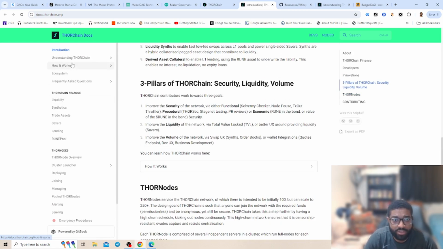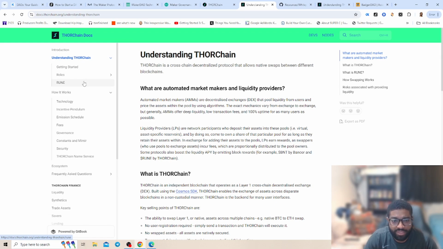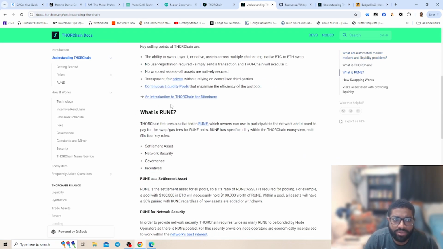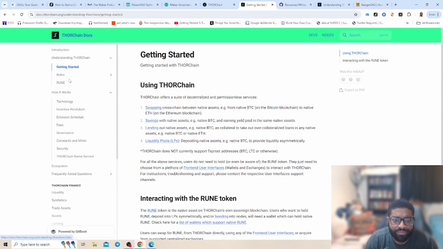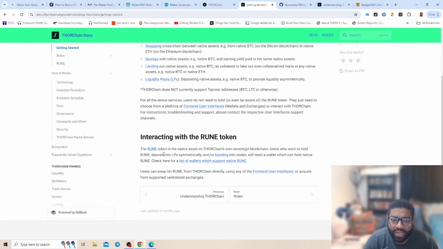If you have some ownership of that Rune token, you're able to have a say on the direction of this particular DAO and protocol and the things that they're building and moving out. Understanding Thorchain, so you can get started. You can swap, you can have savings, liquidity pools, interacting with Rune. The Rune token is a native asset on Thorchain's own layer 1 blockchain. Users who want to hold Rune deposit LP symmetrically and bond in the nodes, which will need a wallet to hold native Rune. So check here for a list of wallets that support native Rune.